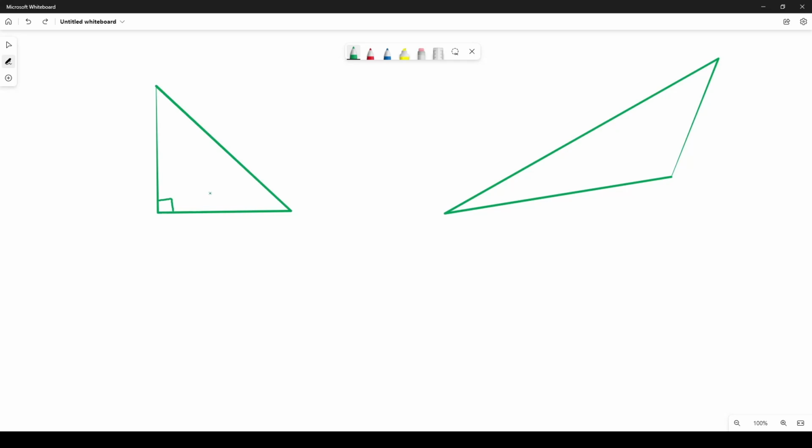Alright, then I guess we'll jump into it. The thing that you have to remember is that for a right angle triangle, the side across from the right angle is always the hypotenuse, always.